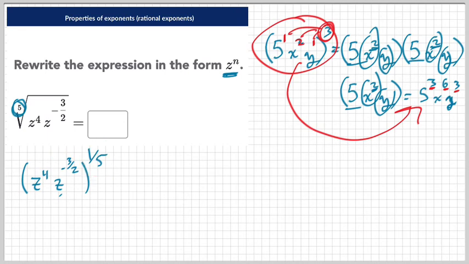All right, let's do it. So we have z raised to the 4/5. And then we have z raised to the, what's that? What is -3/2 times 1/5? What is that going to give us? -3/10. So this is one way to do it, guys. Is there a different way?